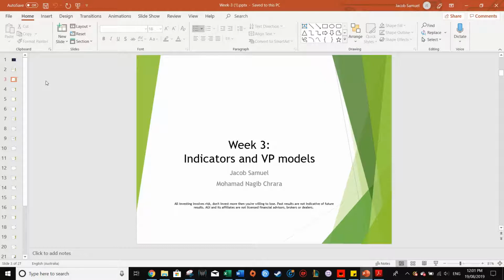What we're going to be doing this week is indicators and the VP models, VP standing for volume profiling. Whenever I say volume, a lot of people think, well, that's just stupid. Why would we want to trade on volume? But the way we're going to be doing it is a little bit different to some of the methods you might have heard of or might understand. It's a very useful set of models, and I use them in everyday trading.